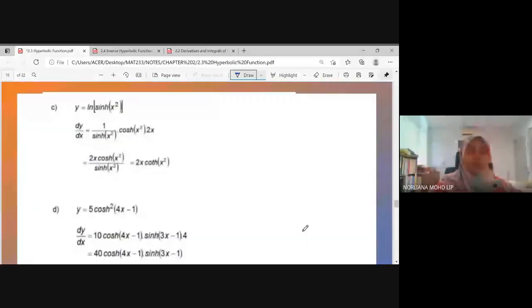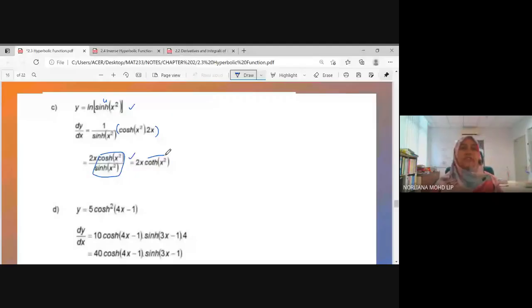Okay, c: y equals ln. Okay, this we have to apply ln. The differential for ln is 1 over this function inside it. Differentiate, we get this. So you simplify. Simplify, we will get cos, equal to cotangent. Hyperbolic cos over hyperbolic sin equals hyperbolic cotangent.